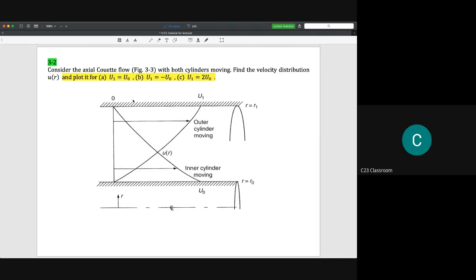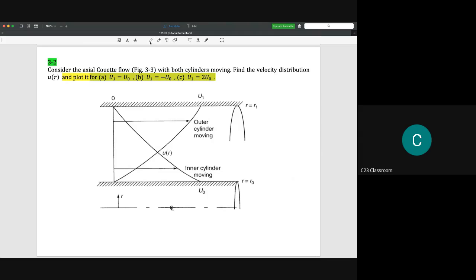So in this question, consider the axial Couette flow as shown here. In your textbook, it is figure 3.3. With both cylinders moving, find the velocity distribution U_z and plot it for U1 equal U0, and U1 equal minus U0. For the plot, I don't do that; you could do that if you want. But as I said, we are focusing on the way we choose the equation, the way we do the derivation and so on.